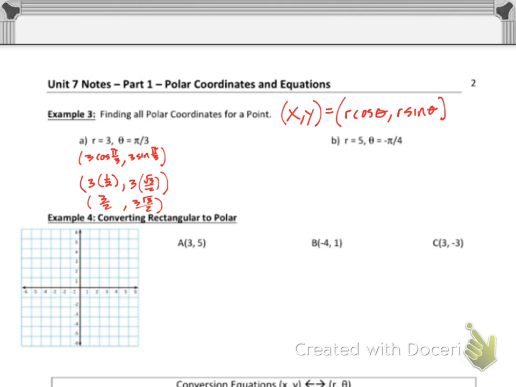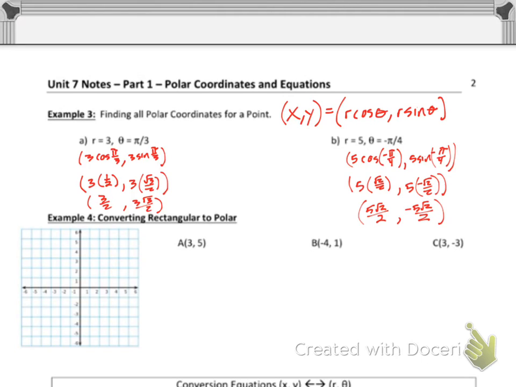3/2, 3 square root of 3 over 2 is the same as facing pi over 3 and going out 3 units, exactly the same point. Same thing on the next one: r cosine of theta, r sine of theta for x and y respectively. These are on the unit circle, so you can do them exactly with radicals. So you want to have a unit circle handy when you make that conversion.